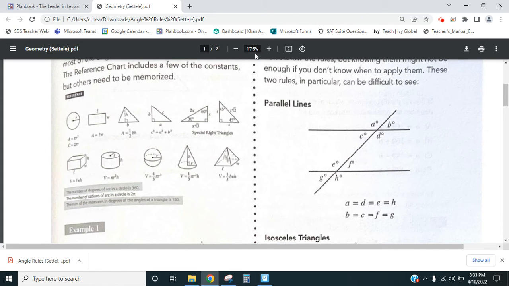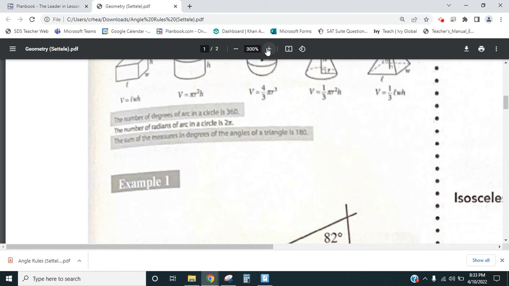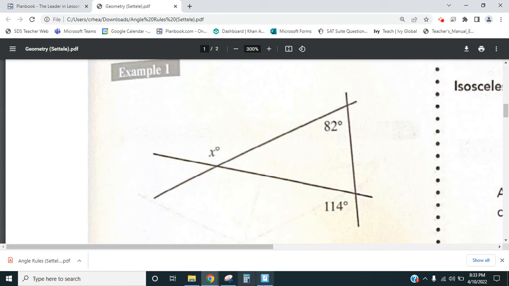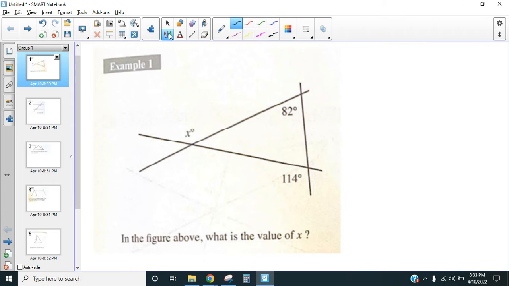All right, so it's worth noting that every SAT will come with this reference page over here on the left. It's on your worksheet. It's kind of hard to see. The only two things you really need for this worksheet, if we zoom in, are the two that are highlighted. There are 360 degrees in a circle, 180 degrees in a triangle, right? Those two things. So when we look at example one, we're going to use that fact about the triangle, right?